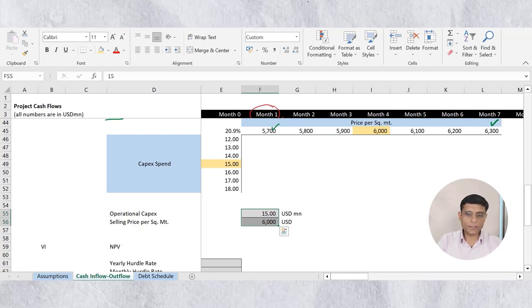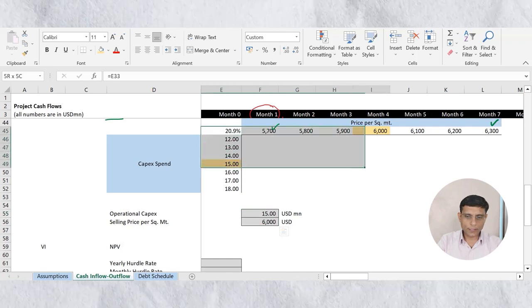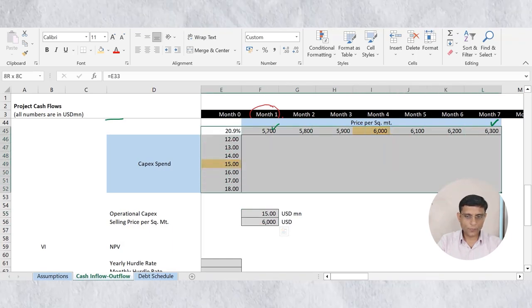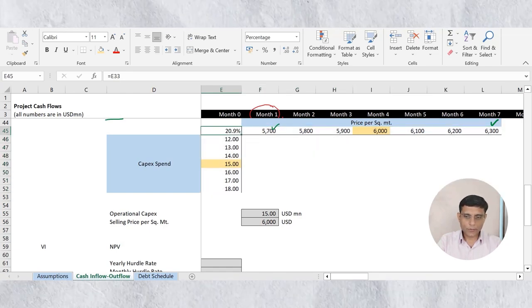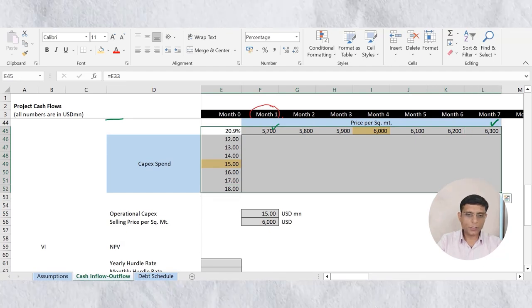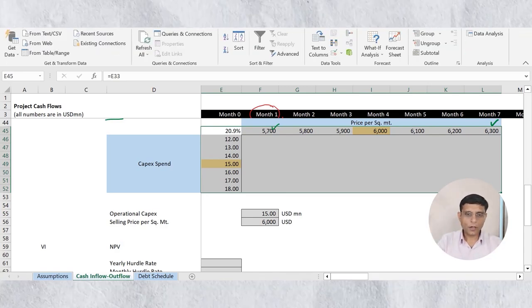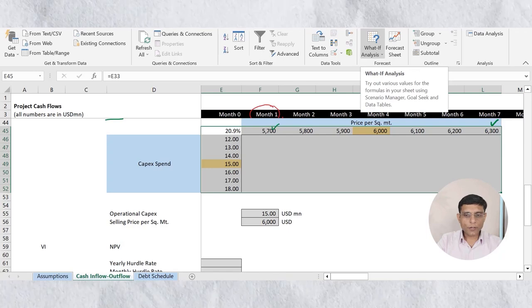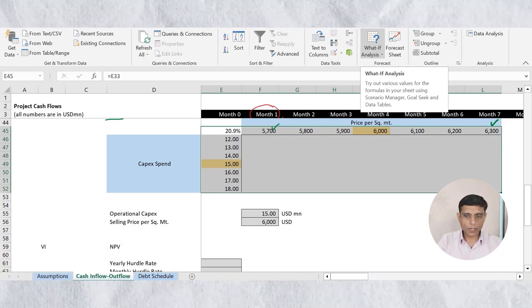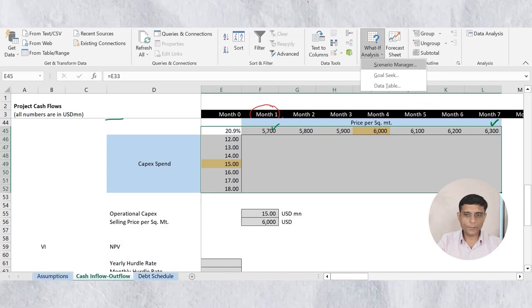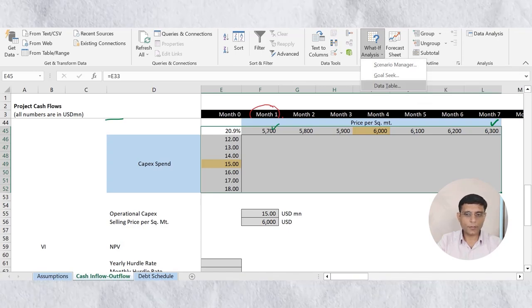So to run sensitivity analysis, I first need to select this range, column and row, this entire range, including this output, which is in the corner. So I'll select this range, and now you have to go to the data in your Excel. In the top ribbon, you can see the data option. Under the data tab, you can see there is a what if analysis. If you click on this, there are three analyses here: scenario manager, goal seek, and data table. You need to pick the third one, data table.